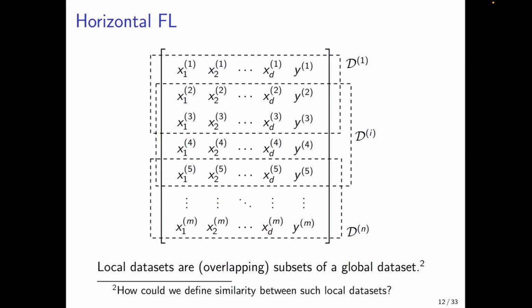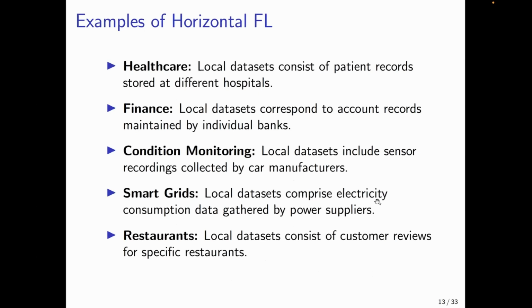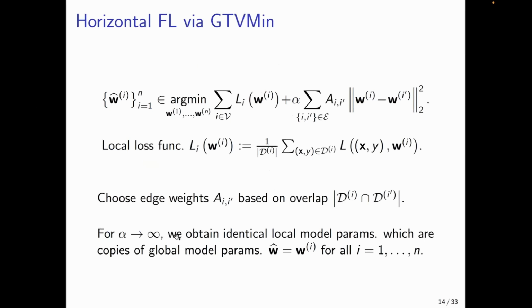But they typically measure different populations. So not everybody was in Vienna and in Helsinki. So I might be one of these few in the overlap between D1 and DI. Okay, so that's my main example for horizontal federated learning. I've also listed here some others from finance, condition monitoring, smart grids, and restaurants.